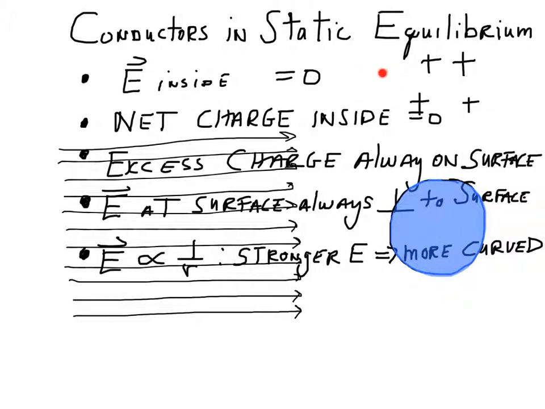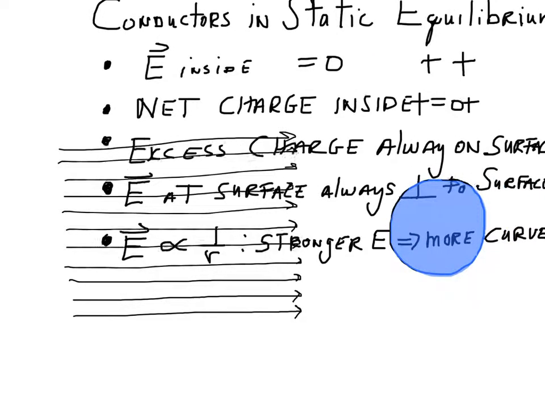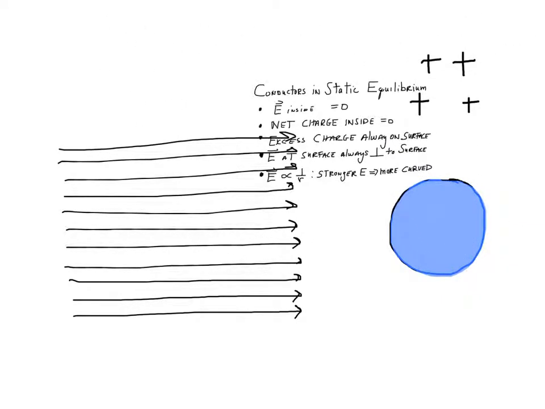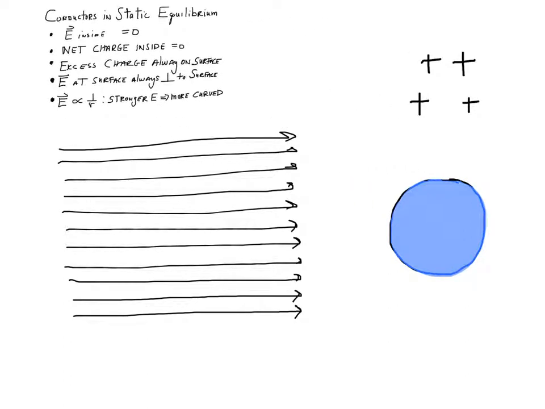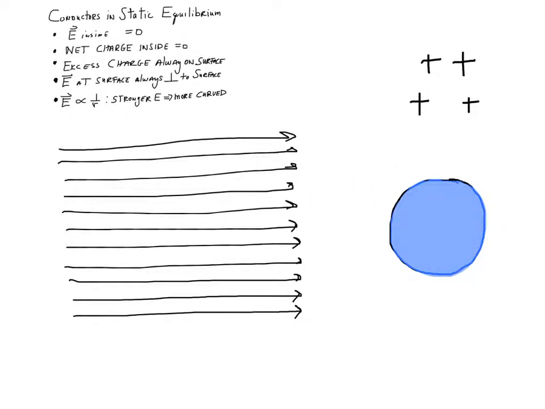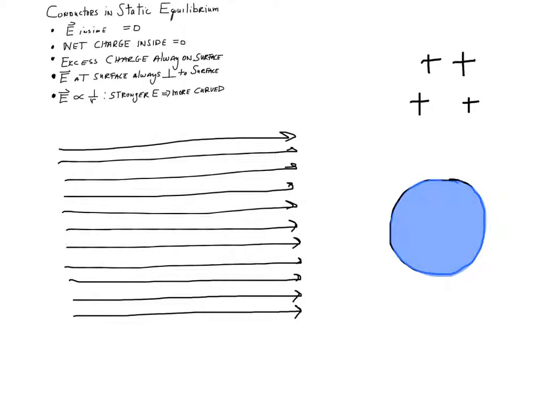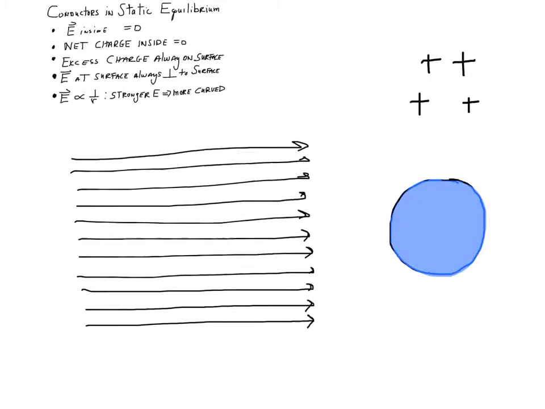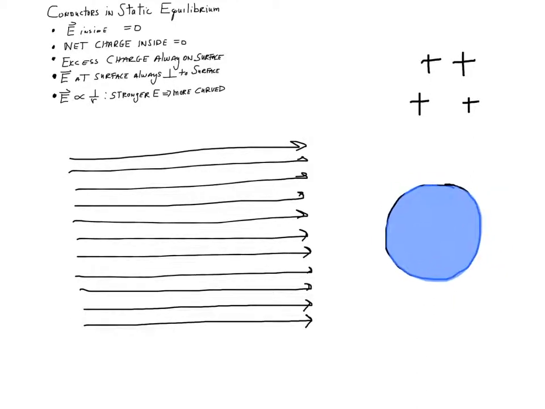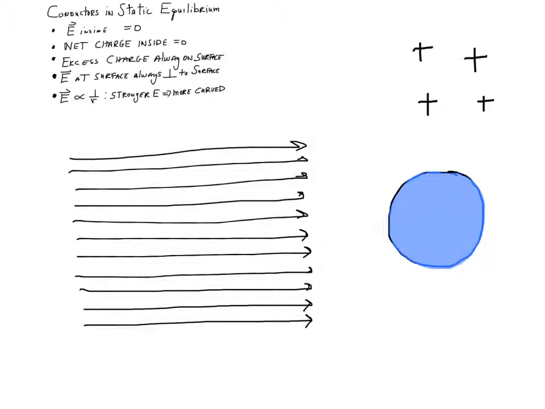Okay, let me see if I can reduce this, put it here. Okay, so let me explain what you're looking at. Here are the 5 properties of conductors in static equilibrium. Here's an area of uniform electric field. Here's a solid conducting sphere. And here are 4 charges.